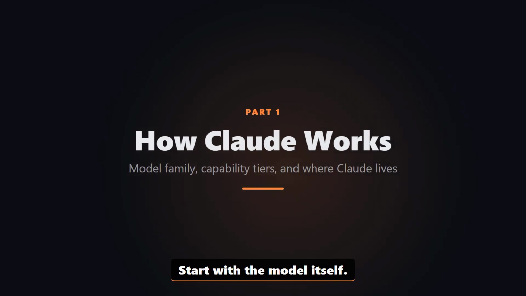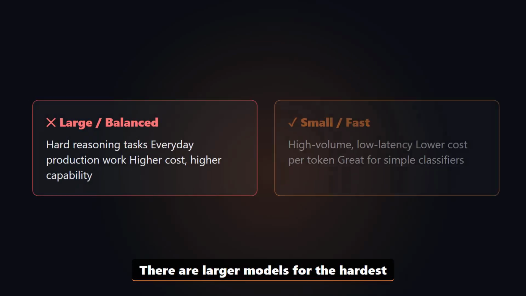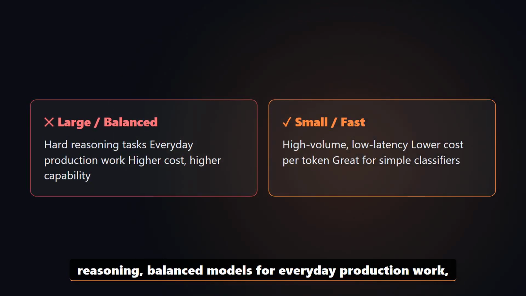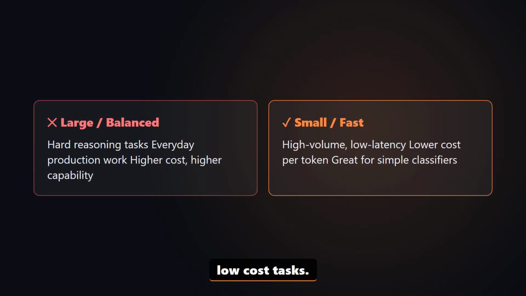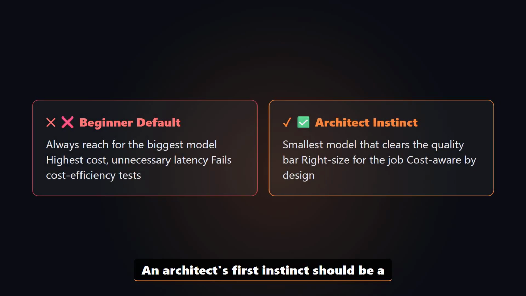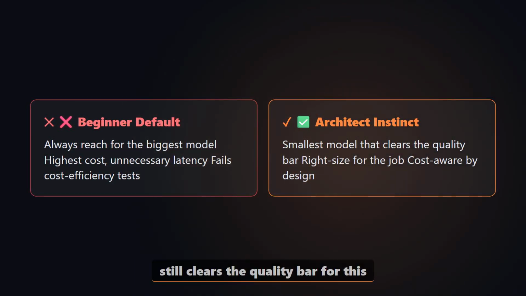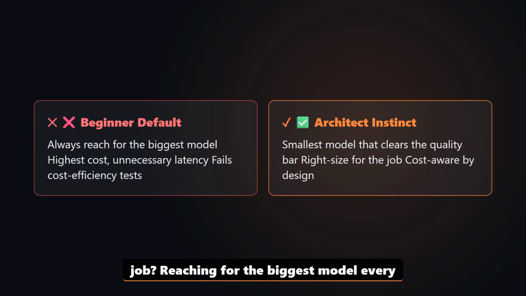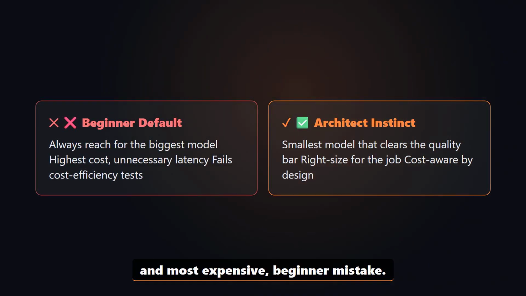Start with the model itself. Claude is not one model, it is a family. There are larger models for the hardest reasoning, balanced models for everyday production work, and small, fast models for high-volume, low-cost tasks. An architect's first instinct should be a question. Which is the smallest model that still clears the quality bar for this job? Reaching for the biggest model every single time is the most common and most expensive beginner mistake.